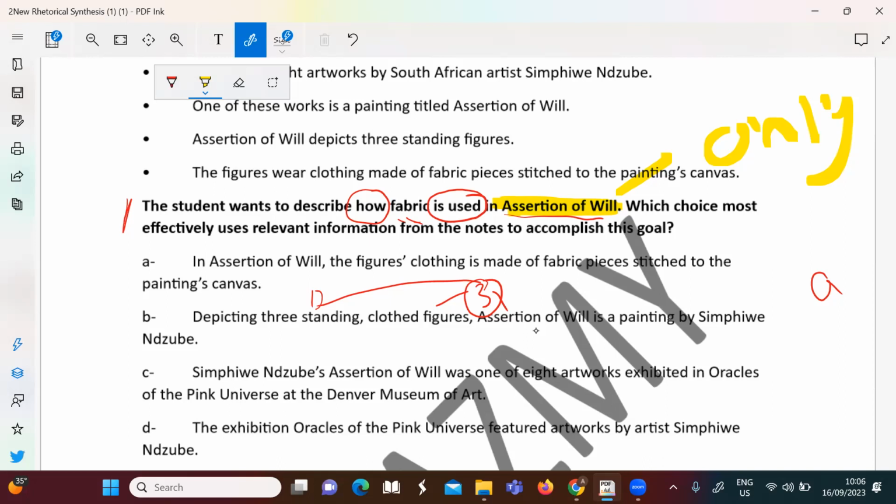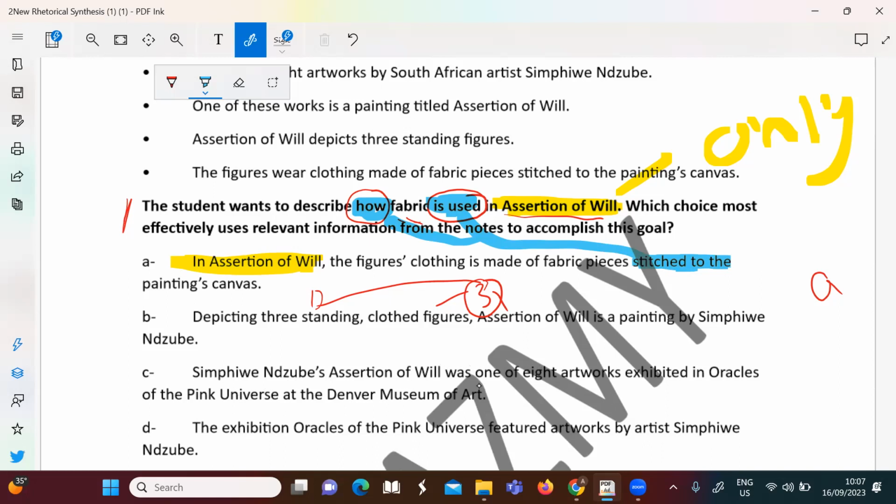Okay, in A, why is it A? The only thing he mentioned is the fabrics. Okay, but you didn't explain how it's used. Where is how it's used here? It's stitched to the painting's canvas. Bravo. How it's used, this is when it's stitched to the painting's canvas. This is how it is used.